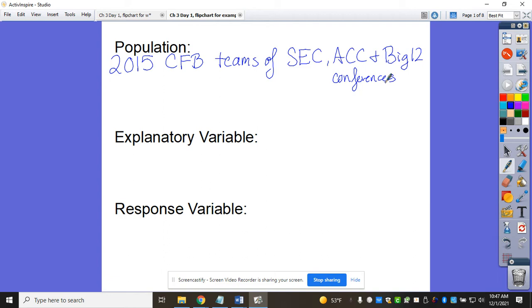So we've already talked about this as far as a class and on the video. We have points per game and yards per game. Which one is going to explain the change? Which one is a more obvious one that explains the change in the other one? So our explanatory variable here is going to be yards per game.